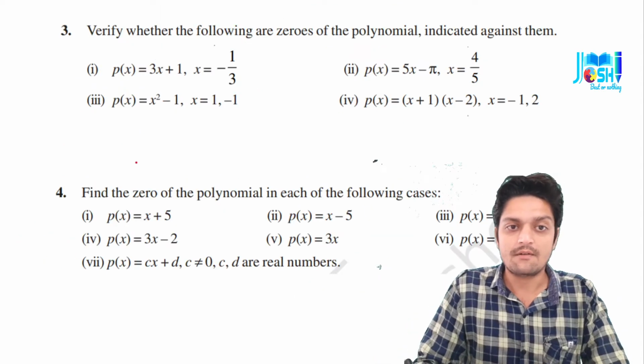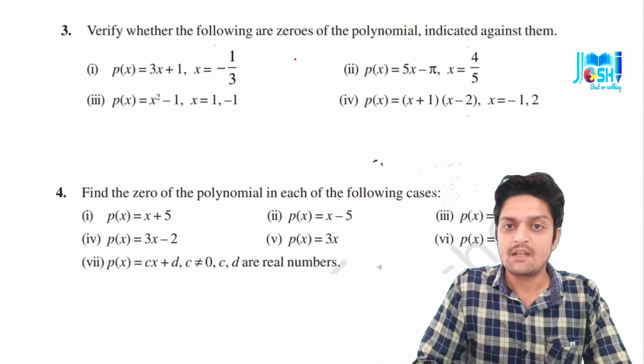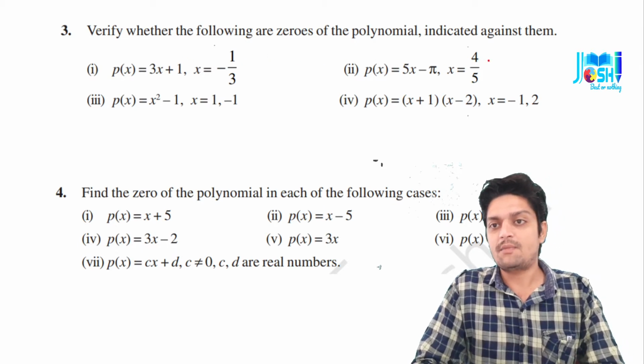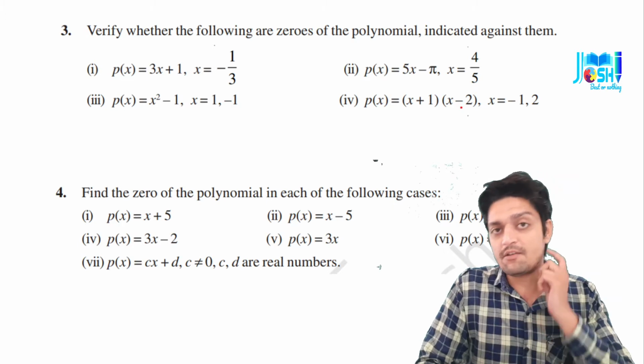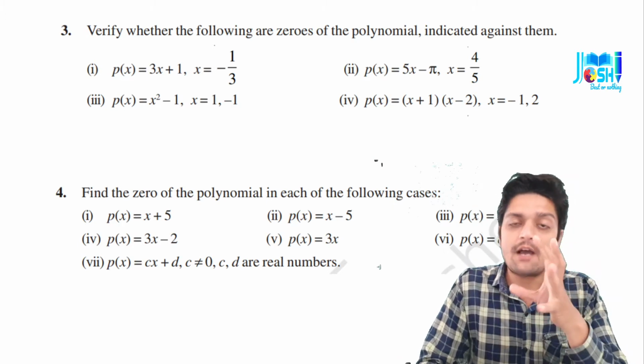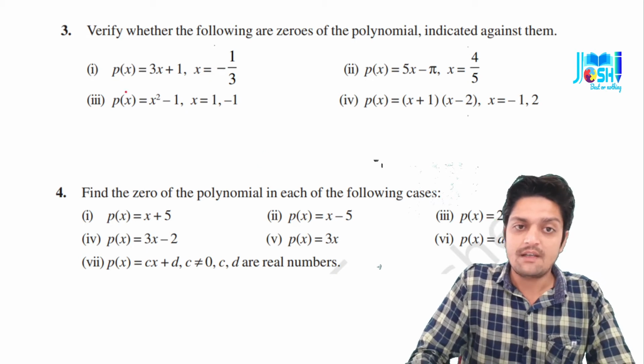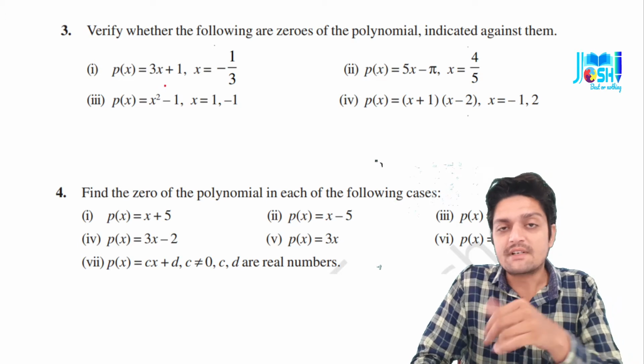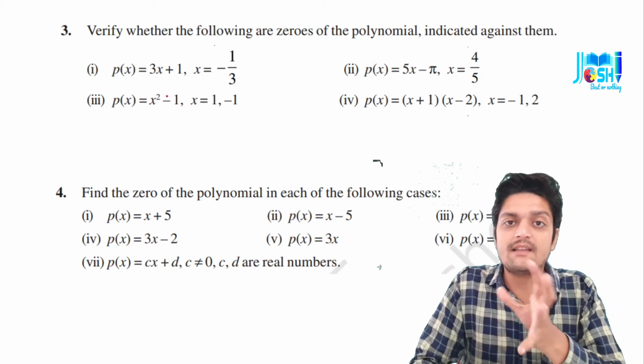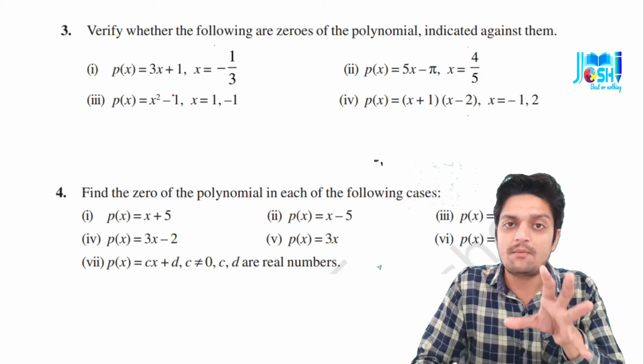Now here we have to verify whether the following are zeros of the polynomial indicated against it or not. Means here we have to verify these things. Then how can we verify? If you put the value of x in this polynomial, and if after simplification you get 0, then that is the 0 of this given polynomial, otherwise it is not.